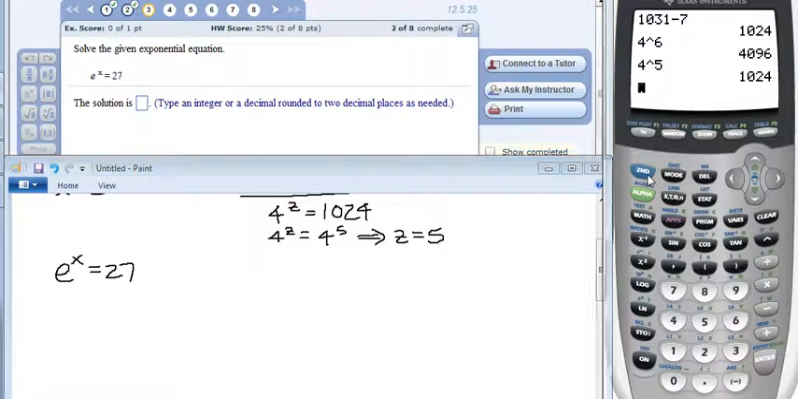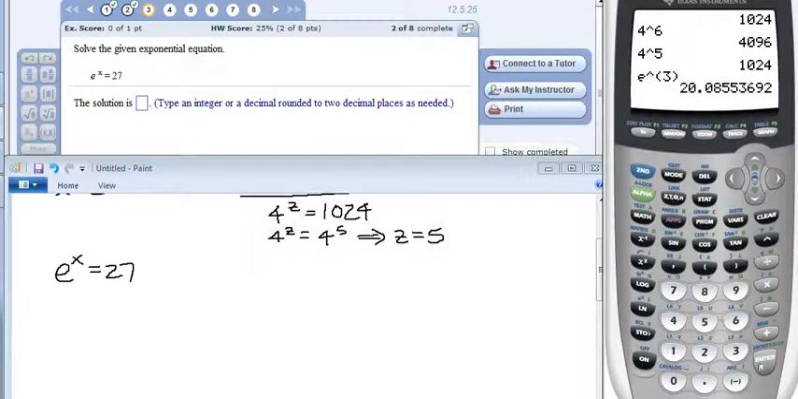If I took e to the x, and let's say I raised it to the 3rd power, I get just a little over 20. And if I raise it to the 4th power, I get over 27. So I get under 27 and over 27, so my answer's got to be 3 point something. I've got 2 decimal places. I can't possibly start hunting around for that. It's 3 point something something, and I have no idea what it is. So here's where we're going to have to start using some other rules.